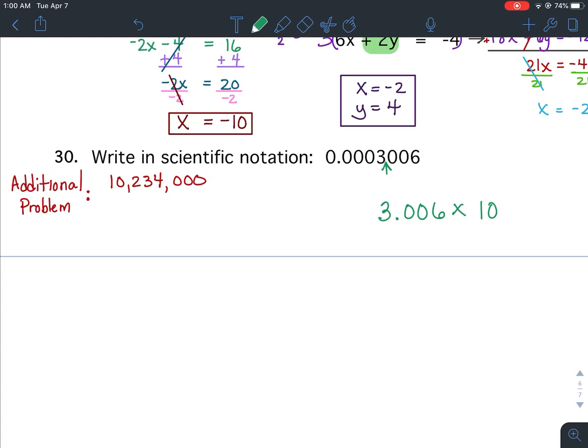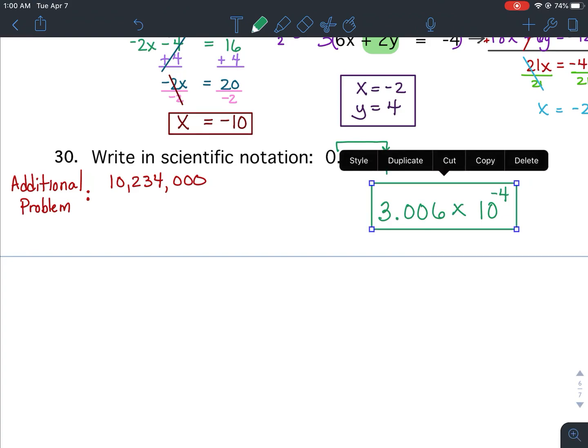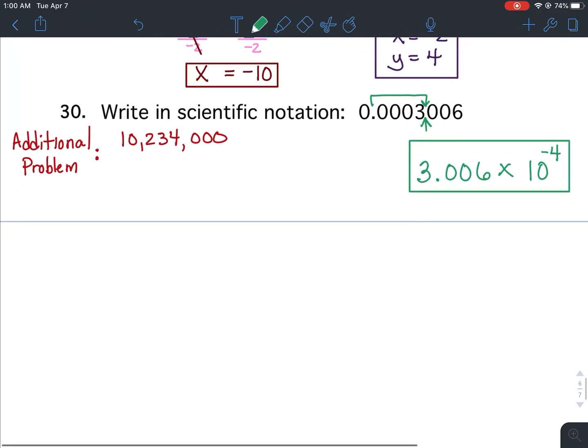And then I count from where the decimal was to where it goes. There are 4 numbers there. And because this starts with a 0, my exponent will be negative. So my answer to number 30 is 3.006 times 10 to the negative 4th. We're also going to do this additional problem, so pause your video and get it written down.